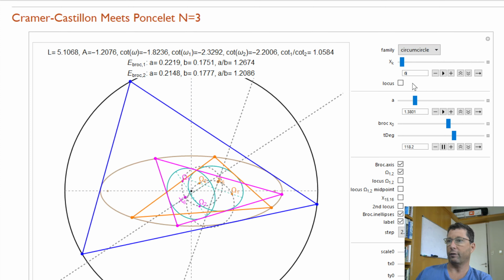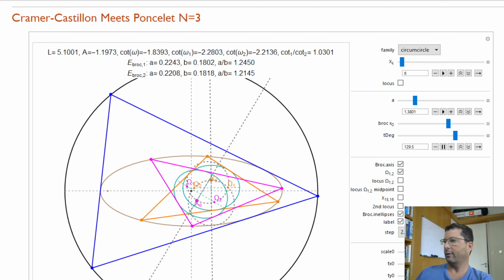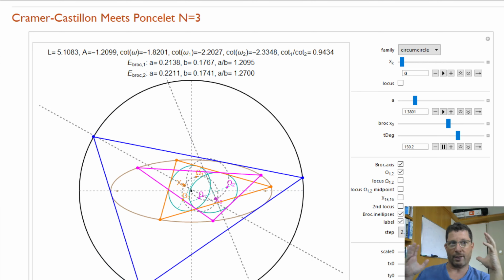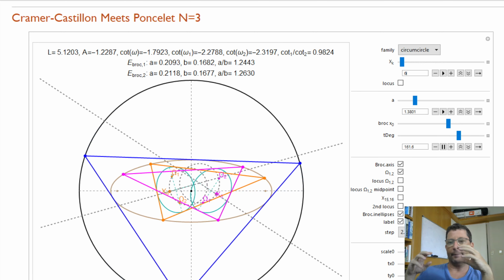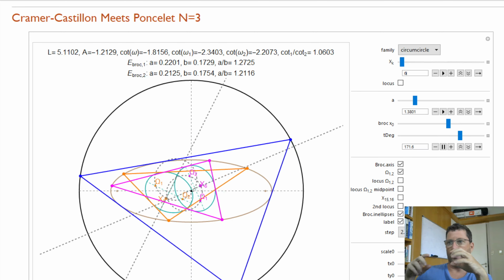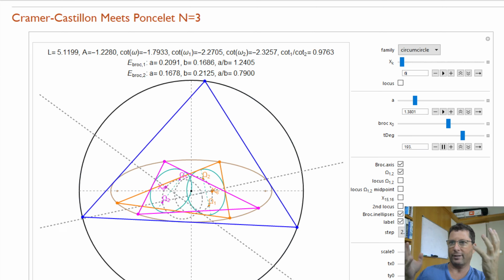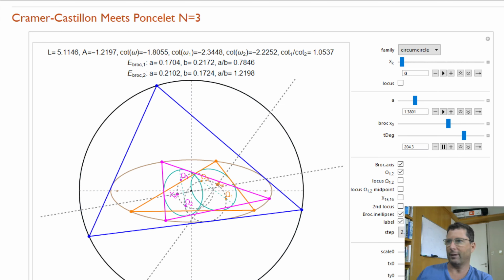How about the circumcircle family? What is a circumcircle family? It's a Poncelet family. These blue triangles inscribed in a circle and circumscribing a concentric ellipse. You don't get any a priori visible harmonies here. These objects are all over the place.